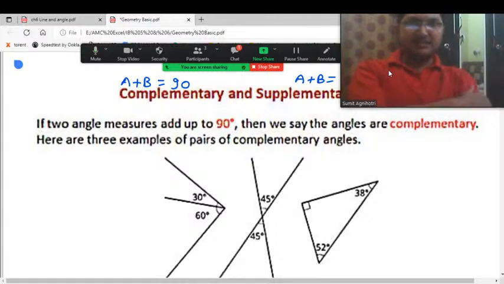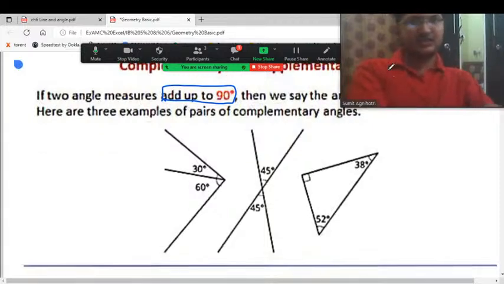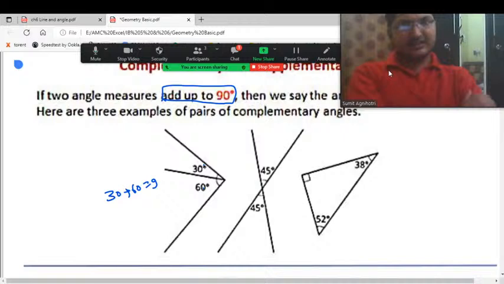If two angle measures add up to 90, if their summation is 90, they are complementary angles. Here are three examples of pairs of complementary angles. You can just observe: 60 and 30, 30 and 60, 45 and 45. They sum up to give 90. Their sum is 90. That's why.